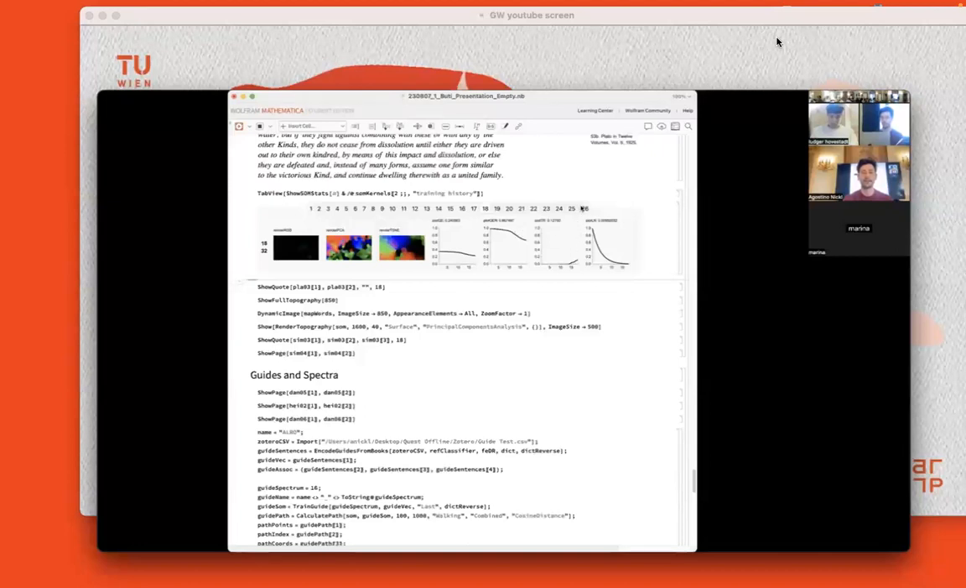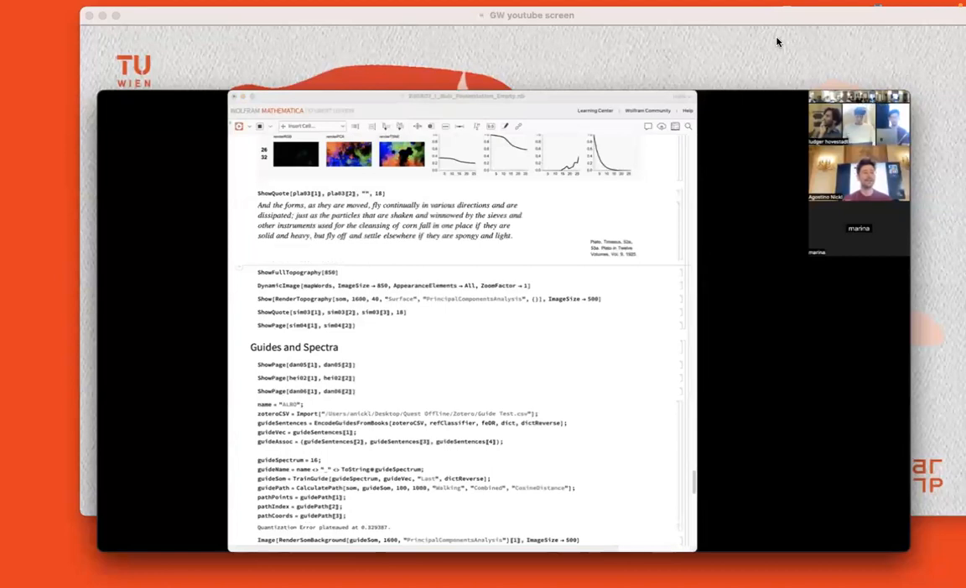And then as we go further up, it starts to become noisy again, and the topological connection between cells is lost. Now we have a screen with which we can screen corpuscles probabilistically based on their own features. We can now screen millions of corpuscles, sifting them towards the right place, just as the particles that are shaken and winnowed by the sieves and other instruments used for cleansing corn fall in one place if they are solid and heavy, but fly off and settle elsewhere if they are spongy and light.